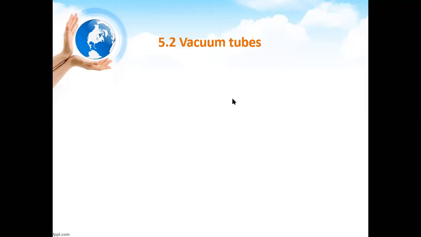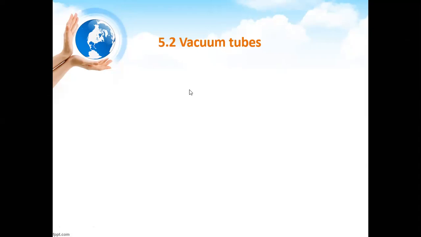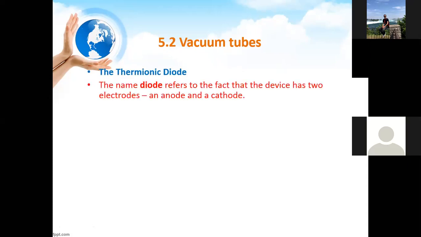Okay. So let's begin with vacuum tubes. There are a few vacuum tubes that we are going to learn here. The first one is going to be the thermionic diode. What is a thermionic diode? First, let's define the diode. The name diode refers to the fact that the device has two electrodes, one anode and the other called cathode. One of them is the positive part, the other one is the negative part.